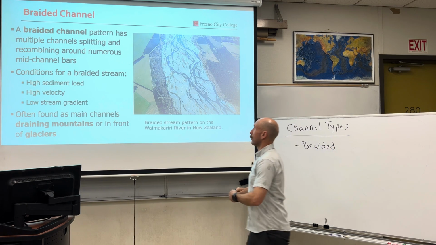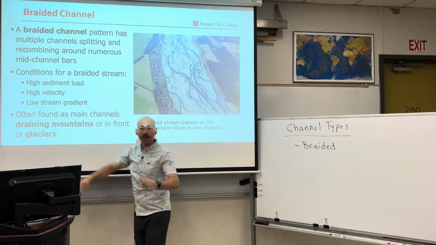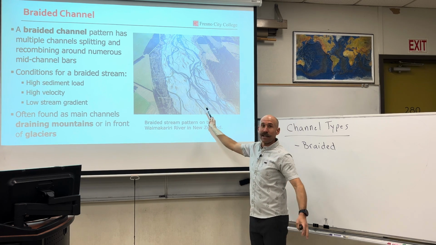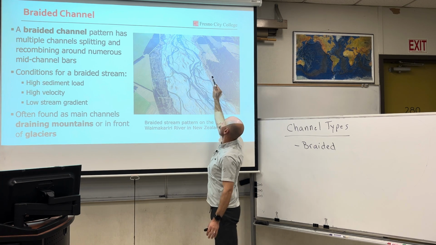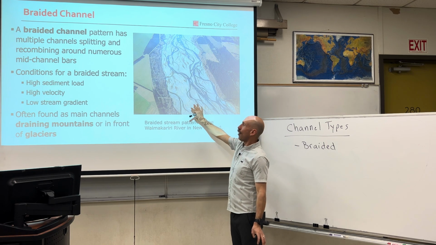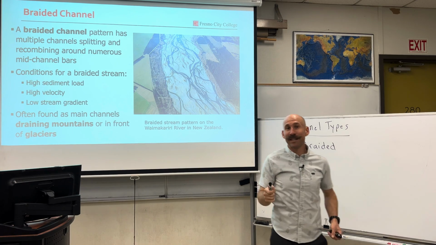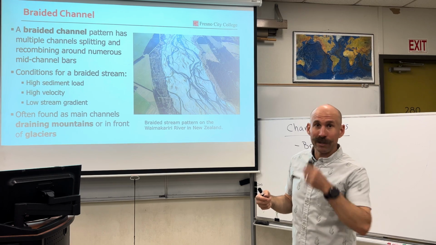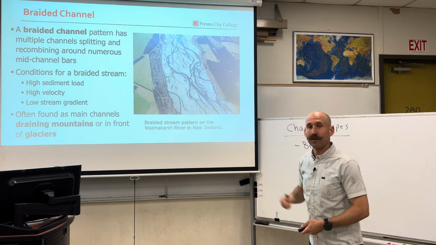What we see in braided rivers, fluvial processes, high sediment load, high velocity, low gradient. So they're relatively flat. They have a lot of sediment, in fact, more sediment than they do water. So the water redistributes and forms multiple little channels within that river system. We see these occurring often in flat areas that are draining mountains or in places that have had glaciers, and there's a lot of glacial till or glacially eroded material that is dumped into the river, and they then take on this certain channel morphology.